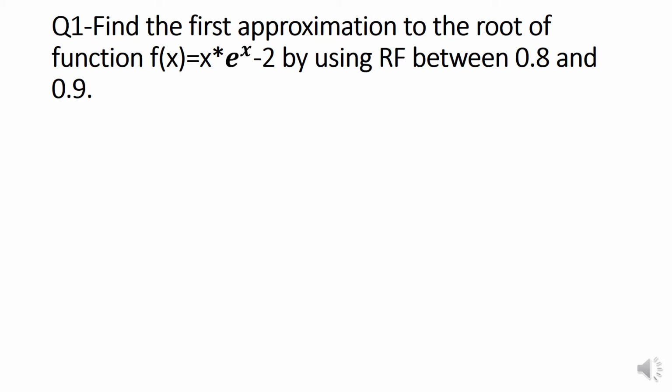So question number 1: find the first approximation to the root of the function f of x is equal to x e power x minus 2 in the interval 0.8 and 0.9. So x1 is equal to (a into f of b minus b into f of a) by (f of b minus f of a). An easy way to remember this formula is that the numerator and the denominator both have f of b minus f of a, but in the numerator the coefficient of f of b is a and the coefficient of f of a is b.